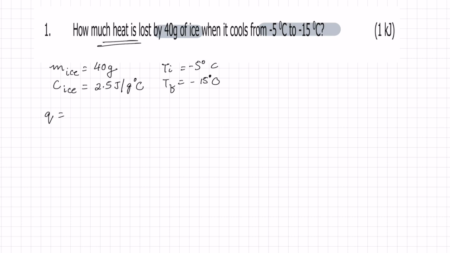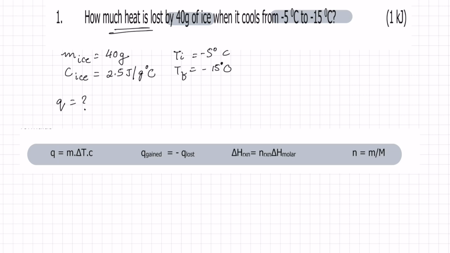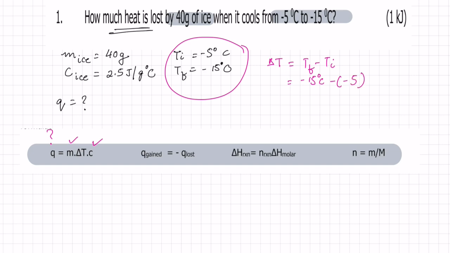So I go to my list of formulas and say which one can I use. I have mass, I have specific heat capacity, I am being asked for Q. Do I have delta T? Well, I have initial and final, which tells me that the change in temperature would be final minus initial, -15 minus -5 gives me -10. So I do have delta T. So all I need to do is sub these values into the equation.